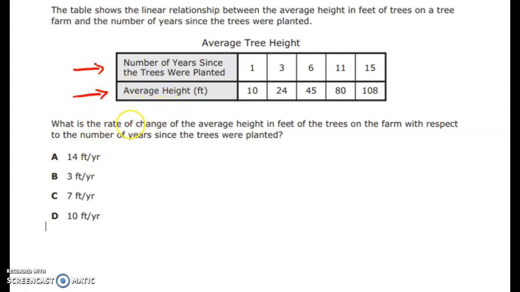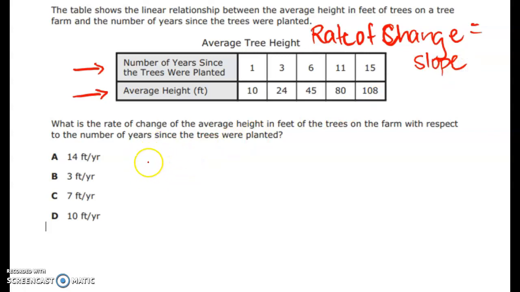It says, what is the rate of change of the average height in feet of the trees on the farm with respect to the number of years since the trees were planted? Well, if you remember, rate of change is just slope. That's all we're looking for here. So your rate of change is just your slope.